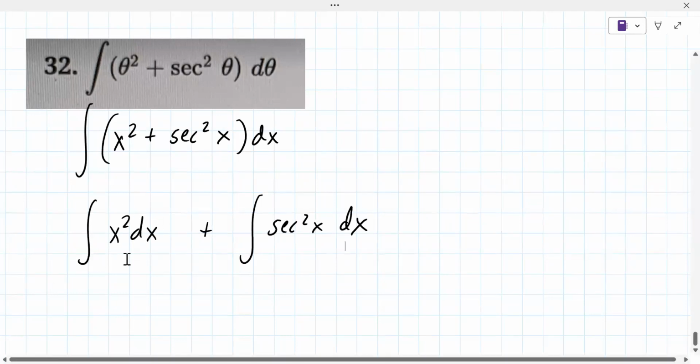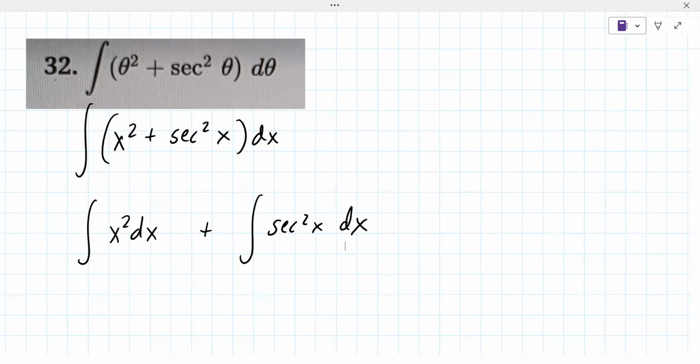And then, okay, the one on the left here, well, that's power rule, right? We've done a bunch of these. What would the one on the left be? What would it become? X to the third power over 3. Right, so 1/3 X cubed, or like you said, X plus.